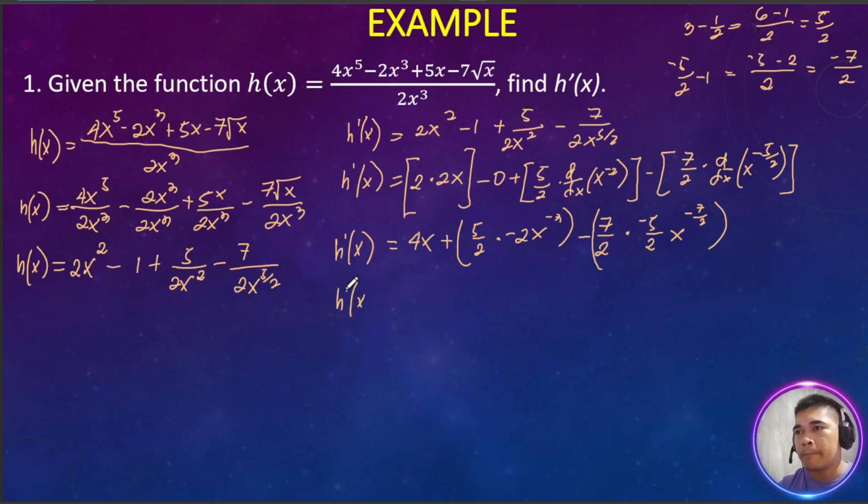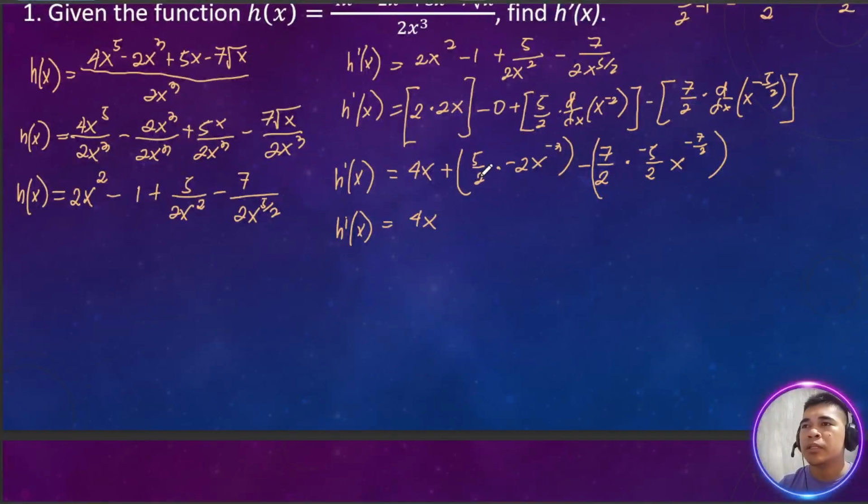Simplify. As for x, so here we have, you can cancel this one, 5, 2. So remaining here is negative 1. So we got negative 5 times x to the power of negative 3.